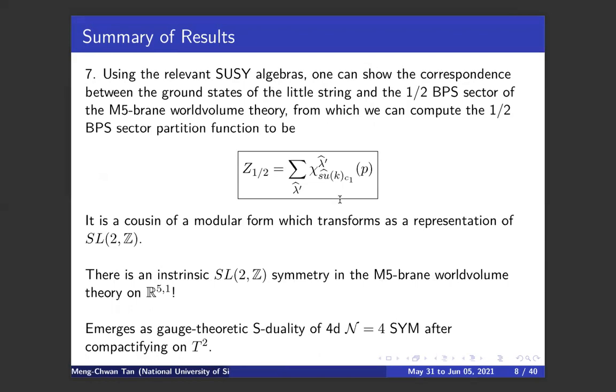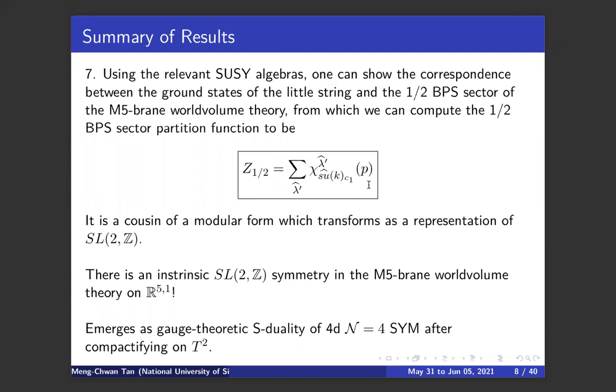Okay, and this here is the character of SU(K) affine algebra that we know pretty well. And it is actually a cousin of a modular form. It transforms almost like a modular form, but not exactly. So we call it the cousin of a modular form, but it does transform as a representation of SL(2,Z). Okay, and so this is what we get here. This P is just a complex parameter. It's like a fugacity parameter whereby you exponentiate it with the eigenvalues of one of the translations on the worldsheet.